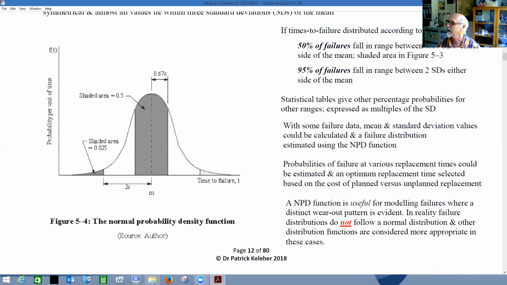The probabilities of failure at various replacement times could be estimated and an optimum replacement time selected based on the cost of planned versus unplanned replacement. So again, we're able to read off and say, well, okay, then I have to do this within this particular time, 6 months, 2 months, what the case may be.